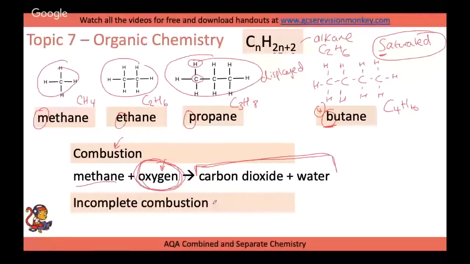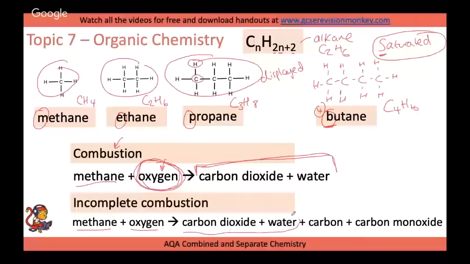And let's say methane and oxygen, we'd still produce carbon dioxide and water as before, but with incomplete combustion, we'd also produce carbon, which is soot, so solid black carbon, and carbon monoxide, CO, and that's bad as well. So the soot, we'll talk about later, causes global dimming, and the carbon monoxide is toxic and can kill you. Okay, so that's the alkanes.